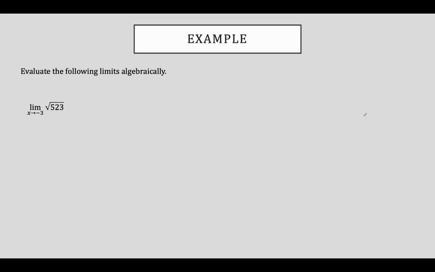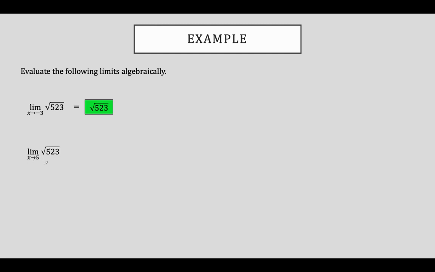Let's look at one more. Evaluate the following limit algebraically. The limit as x approaches negative 3 of the square root of 523. Well, in this case, the square root of 523 is just a constant. Notice that we can consider this a direct substitution. We are plugging in negative 3 for x, but because there's nowhere to plug in for an x, that means every single value that we get out, no matter what we plug in, is going to be the square root of 523. The limit as x approaches negative 3 of root 523 equals root 523.